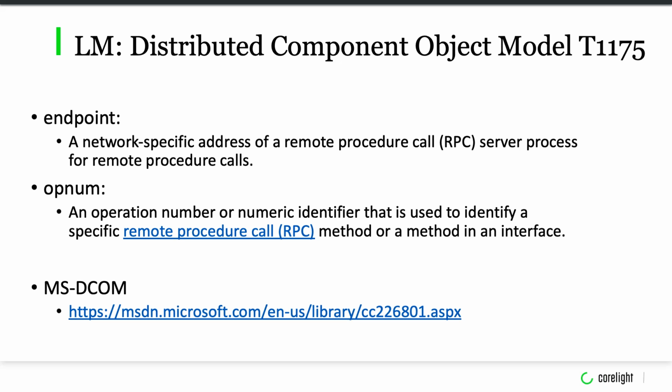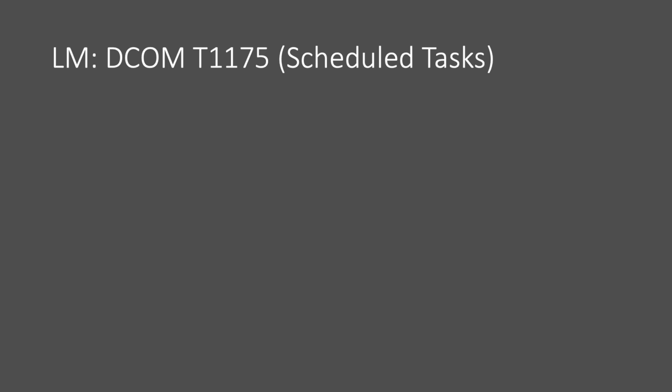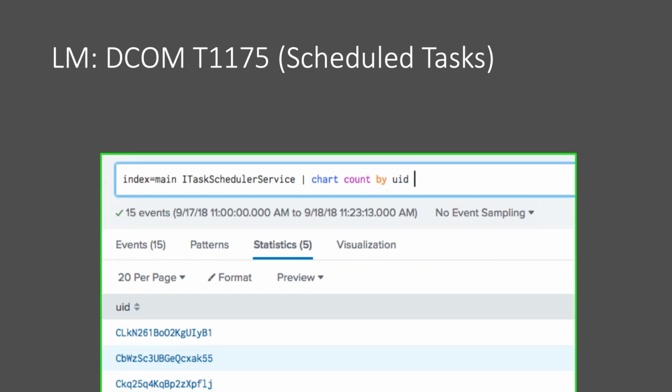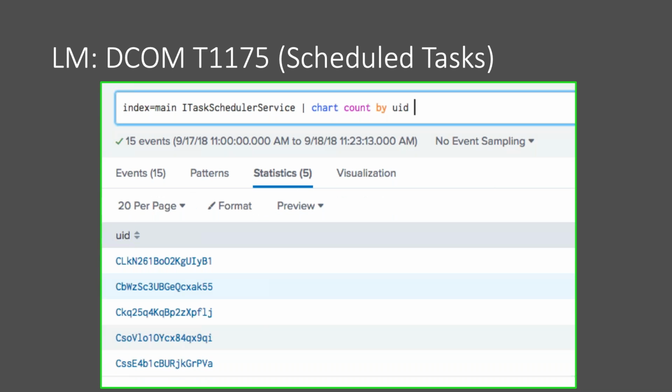And they're identifiers for processes that are allowing remote communication. So what can we do? Really a great example of this, I think, is scheduled tasks. This is a pretty lazy search, just searching for the ITaskScheduler service without defining the field. But in this case, the endpoint for scheduled tasks, for remote tasks, is labeled the ITaskSchedulerService.